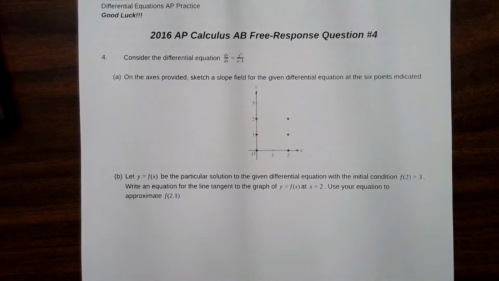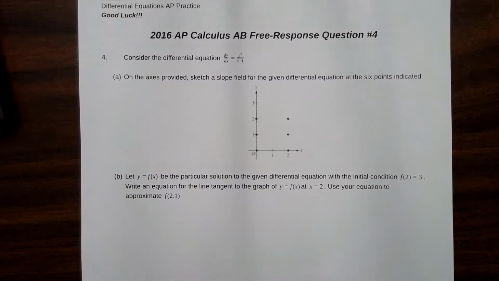This was question 4 on that AP test. The students were given the differential equation dy over dx equals y squared over the quantity x minus 1. For part A, they were asked: on the axes provided, sketch a slope field for the given differential equation at the 6 points indicated.